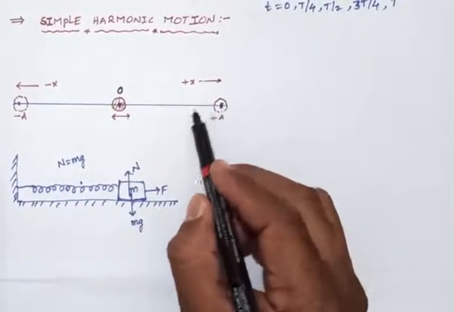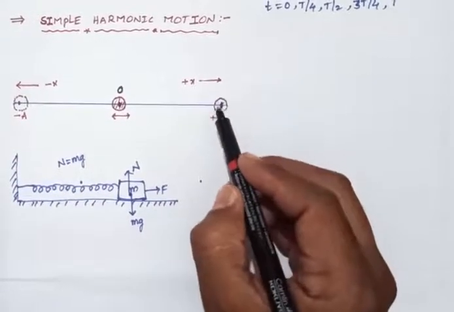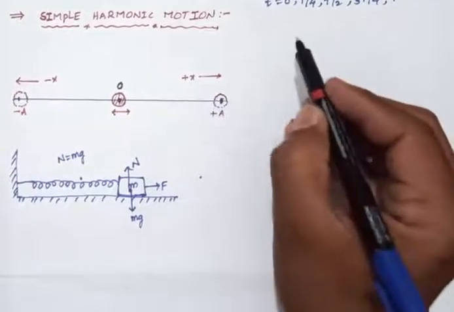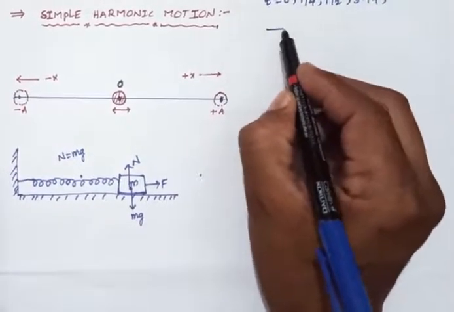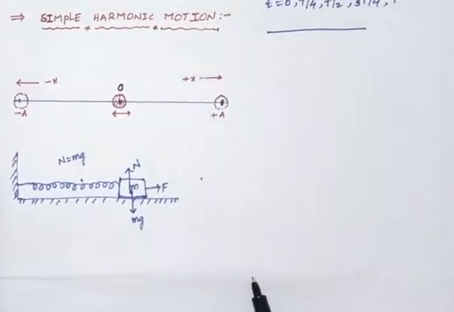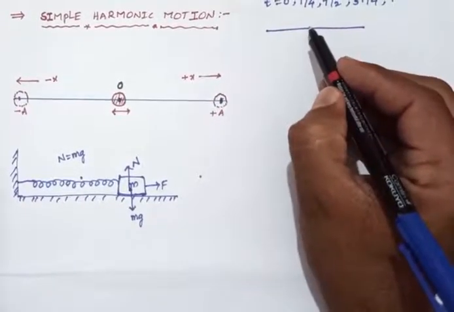It moves back to the starting position at t equals 0. So for example, we can take this as a path, and this is a point O.